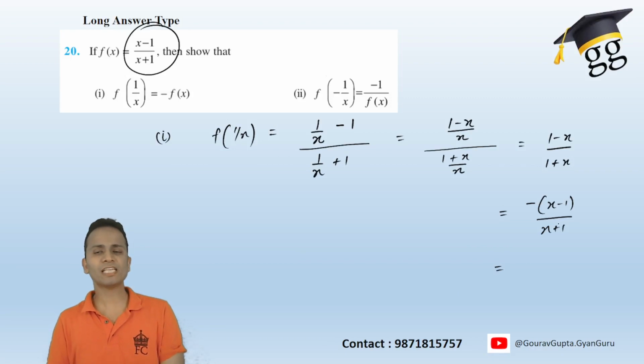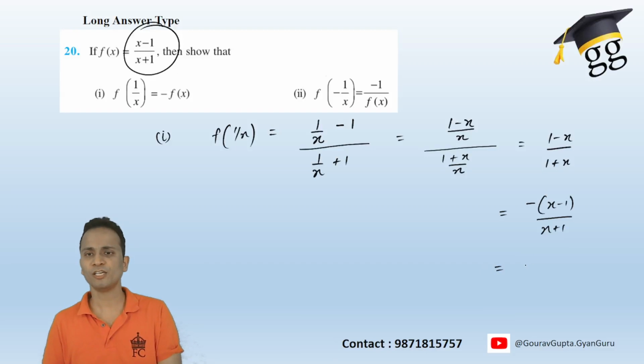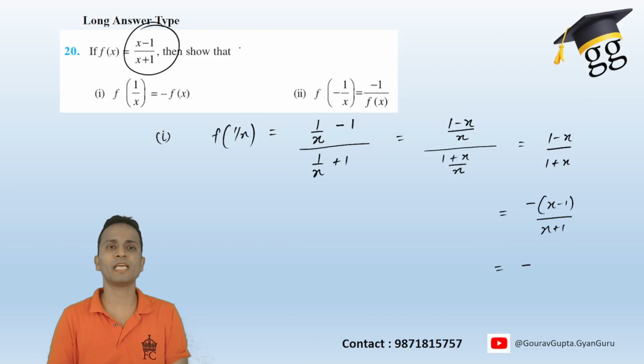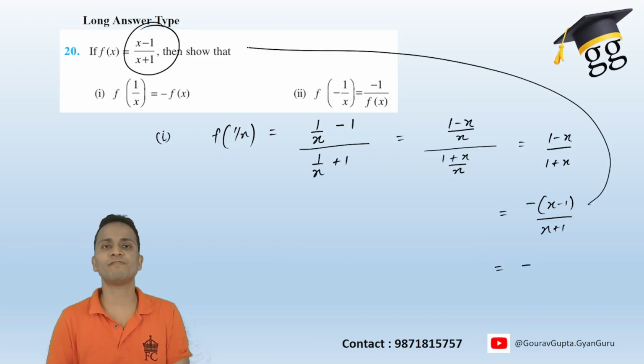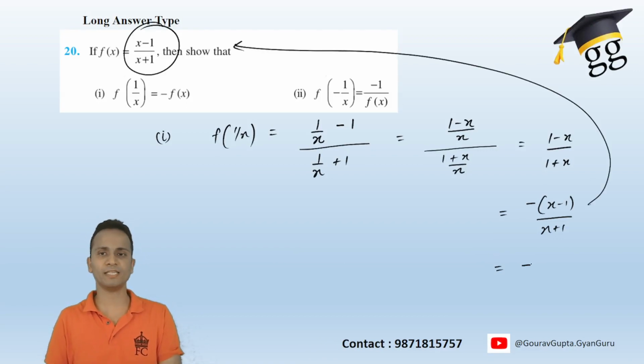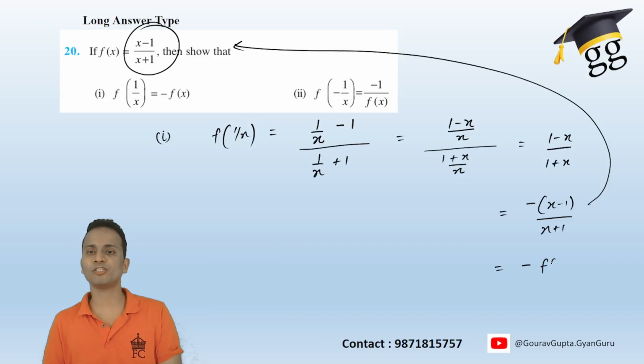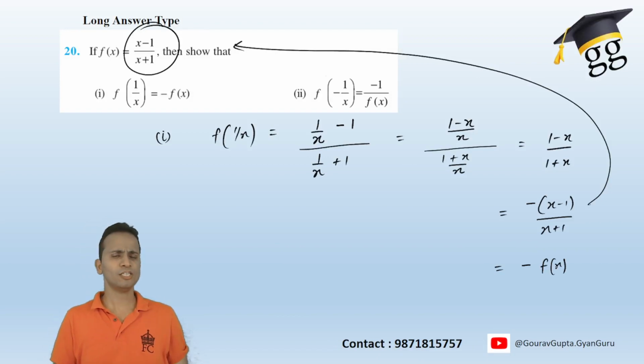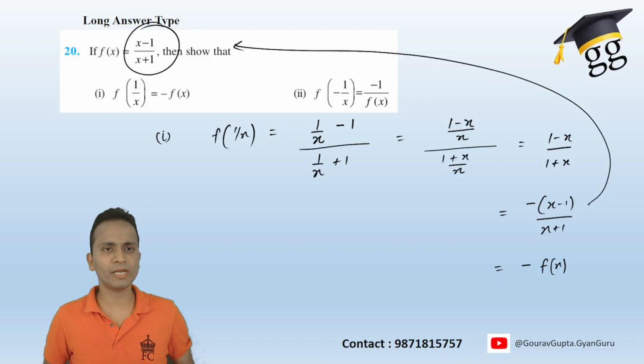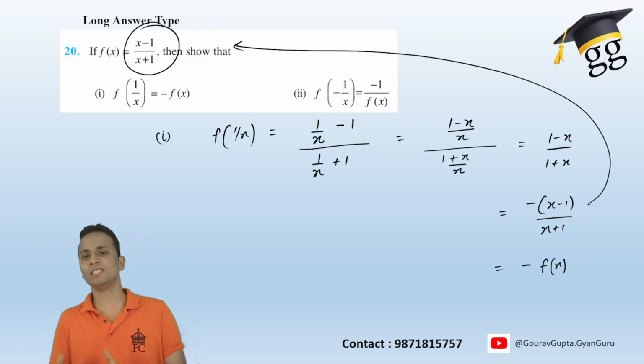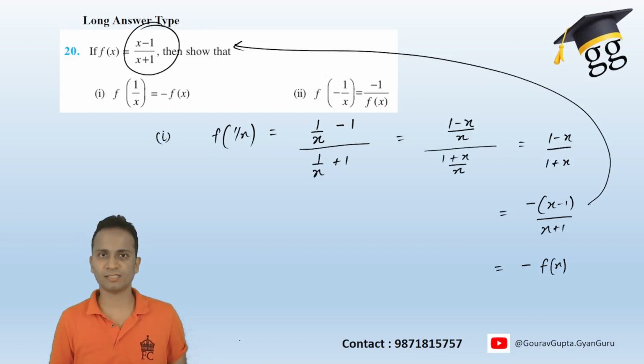Now what is x minus 1 upon x plus 1? It is nothing but the function itself with the negative sign retained. So the minus sign is retained, and what is x minus 1 upon x plus 1? It is just the function itself if you look at it. So it will be equal to minus of f of x. Alright. So this is what we have to prove in part number 1: f of 1 upon x is equal to minus f of x. Let's look at the second part.